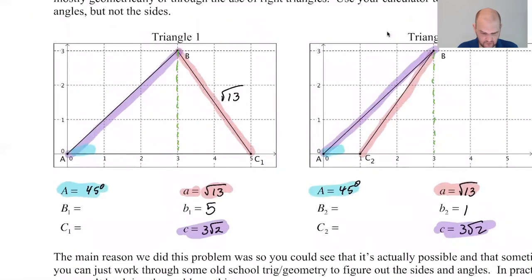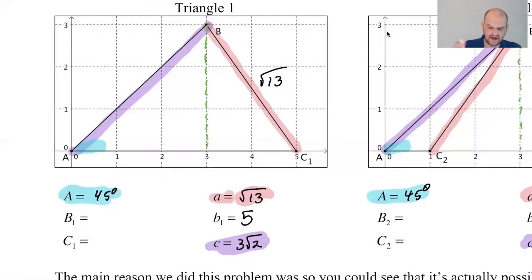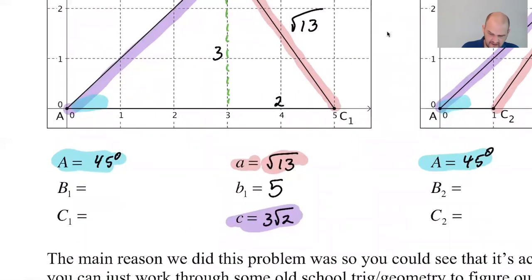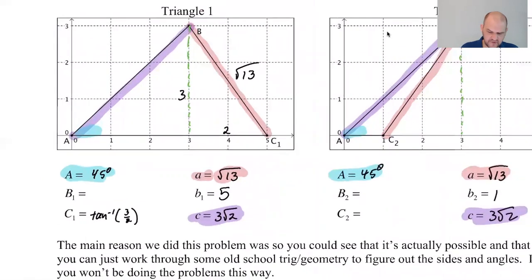All right, so let's focus. I would say that angle B is the hard angle to find, so I'm not actually going to find that. I'm going to indirectly find that. Angle C in this triangle, I can find because I know that this is 3. This is 2. So I can just do the inverse tangent of 3 halves. So C1 is tan inverse of 3 halves. And then I could find B1 by subtraction.